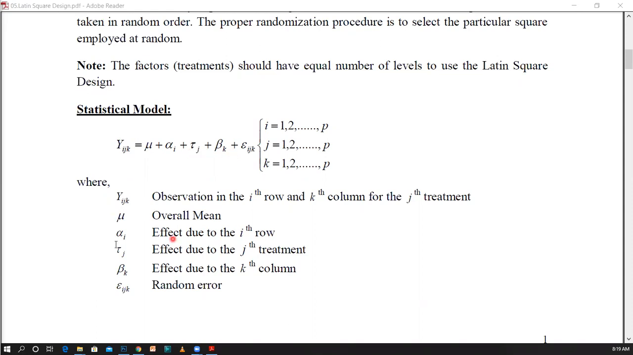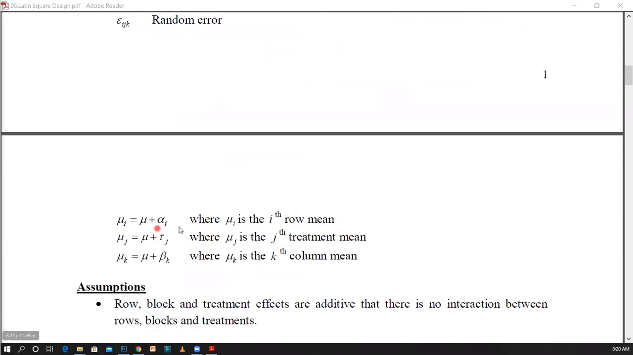Where mu is the overall mean, alpha i is the effect due to the ith row factor, tau j is the effect due to the jth treatment, beta k is the effect due to the kth column factor, and epsilon ijk is the random error. And here also you can see that for i, j and k, we have the same number of levels, from 1 to p, meaning that p levels are there. We can use these equations to identify the effect of the row factor, the effect of the column factor, and the effect of the treatment.